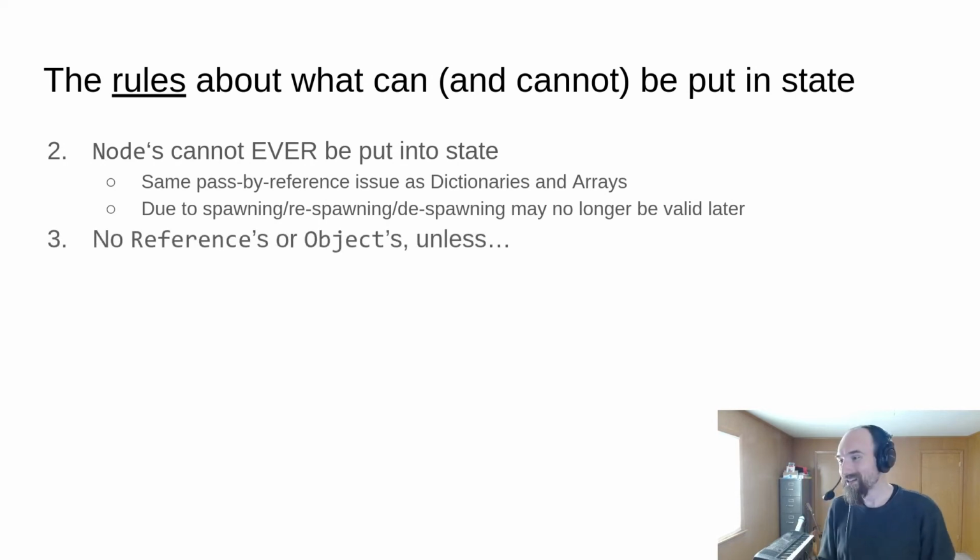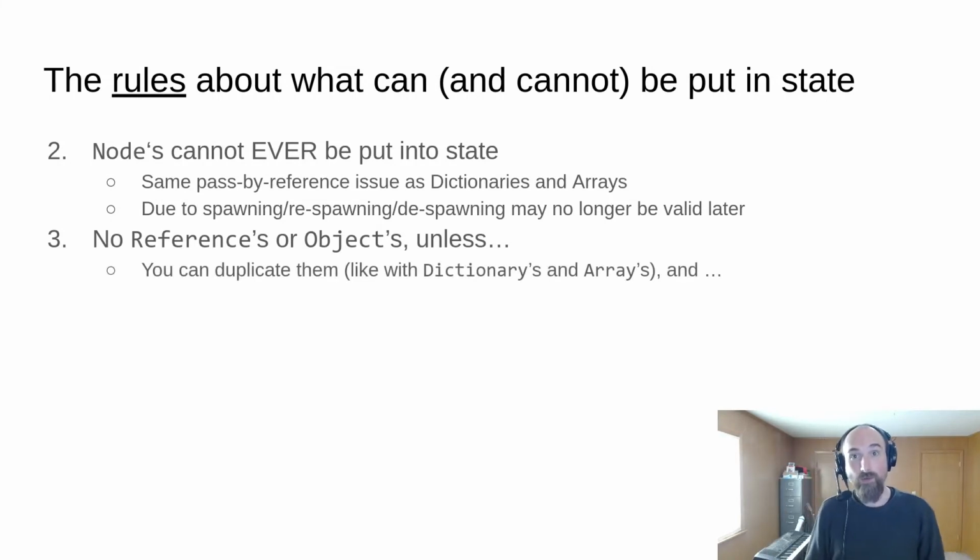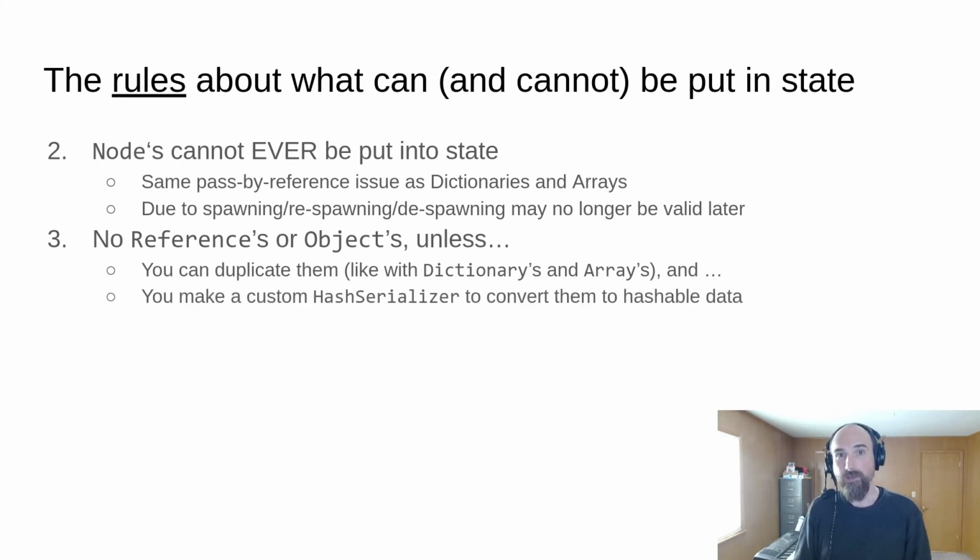Number 3, no references or objects, and here I mean classes that descend from the classes named reference and object, unless you can duplicate them, like with arrays and dictionaries on both load state and save state, and you make a custom hash serializer that can convert them into something hashable. Otherwise, they are hashed based on their object ID, which will lead to an automatic state mismatch. We're not going to talk about making a custom hash serializer today. This video is long enough. We'll talk about that in a future video, but it's much the same as the way that we made a custom message serializer back in part 2.